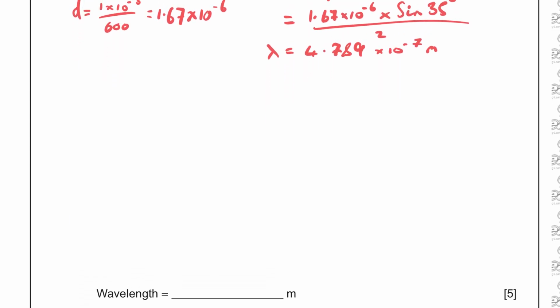Okay, no, they want it in meters, so that's fine. Just bring it back to 3 significant figures, so 4.79 times 10 to the minus 7.